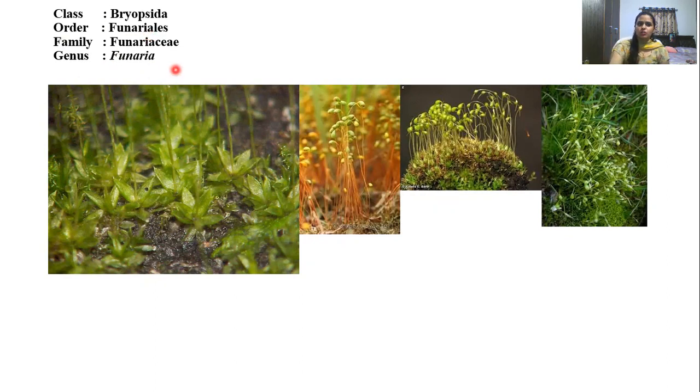This genus Funaria consists of about 117 species, out of which 15 species are reported in India. Funaria hygrometrica is the most widely distributed species. Funaria grows as bright green velvety patches on the surface of wet soil, wet rocks, wet walls, etc. And it grows about 1 to 3 centimeters.